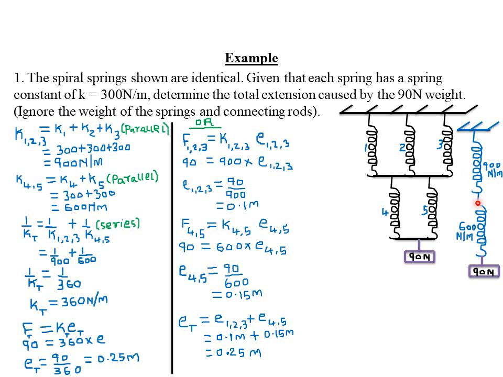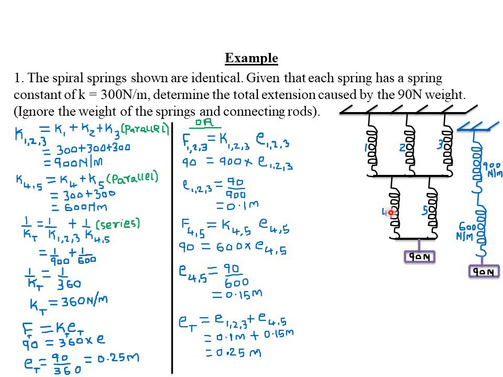To find the total or effective spring constant for springs arranged in series, we take the reciprocal of the individual spring constants. Therefore, to find K total for these two springs, remember I obtained this diagram as a result of combining these three into one, that is, K1, 2 and 3 gave us 900 Newton per meter.